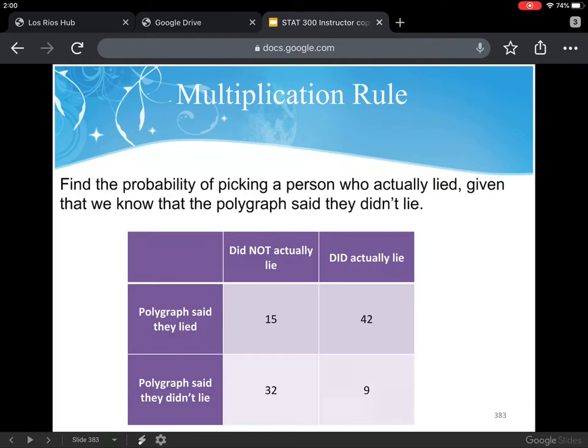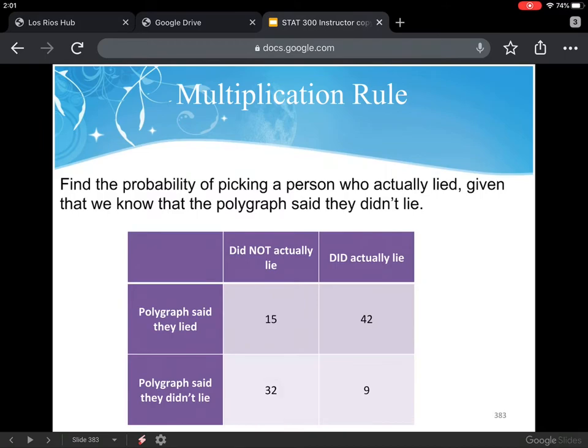helpful to you guys. Find the probability of picking a person who actually lied, given that we know that the polygraph said they didn't lie. Okay? So find the probability of picking a person who actually lied, given that we know that the polygraph said that they didn't lie. This is a little bit different, right?